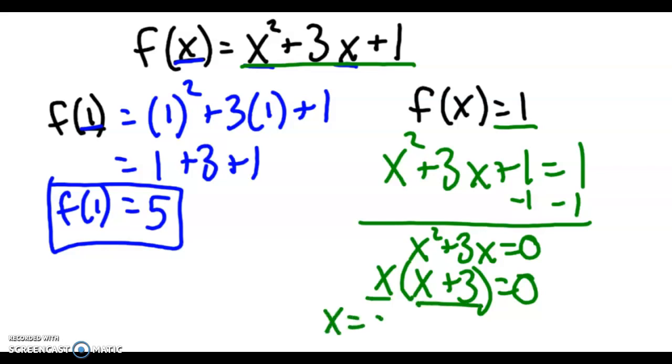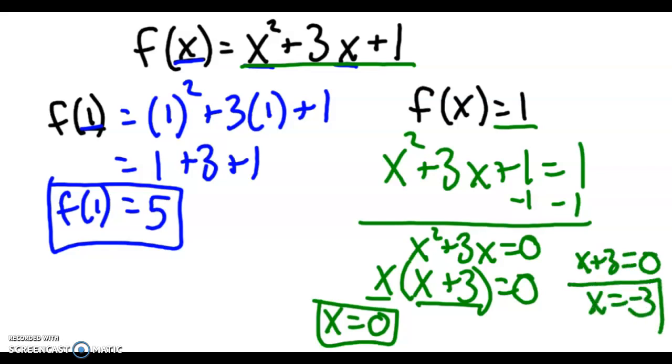So we have x is equal to 0. That's one of our answers. And then we're going to have x plus 3 is equal to 0. So now we subtract 3 from both sides. And we also have the answer that x equals -3.